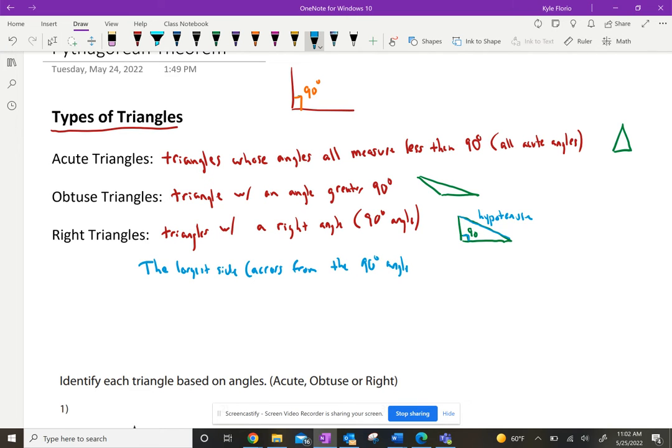So the largest, let me rewrite this. Across from the 90-degree angle is called the hypotenuse. And the other two sides are called the legs. So the other sides, we're going to call these both the legs. They're the sides that make the 90-degree angle.